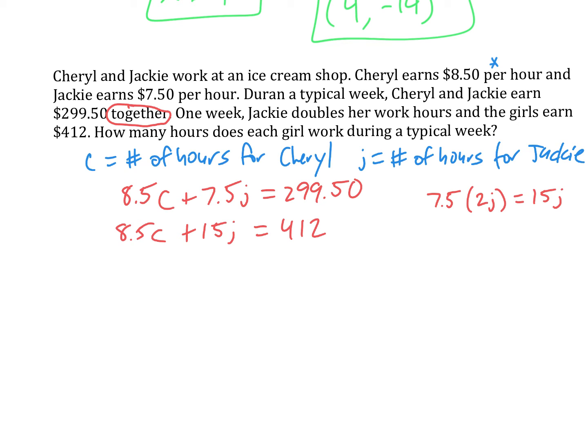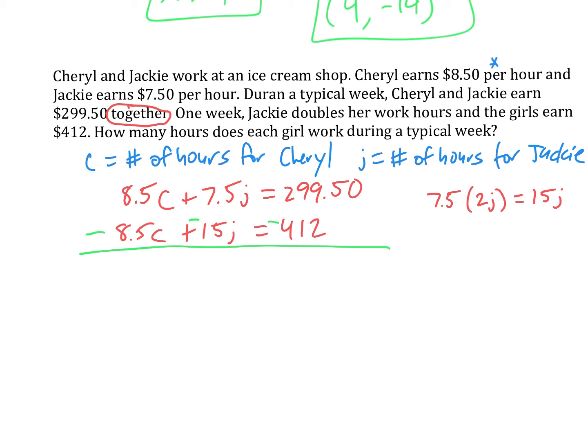Okay, and now that's going to be our second equation. So let's figure out their normal number of hours, which is C and J. Again, we can probably use elimination here since I see I have 8.5C and 8.5C. That means I can subtract these two equations. Since I'm subtracting, I'm just going to put subtraction in each of these spots so that I remember to subtract every number here.